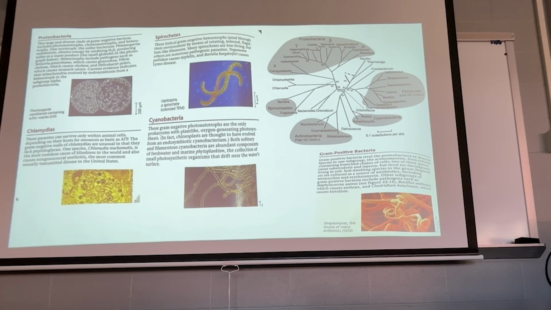So those are the gram-positive bacteria, and so those are the major groups of bacteria that we have, and this is the phylogenetic tree of them. What do you notice about this phylogenetic tree that's different than all of the others that I've showed you?